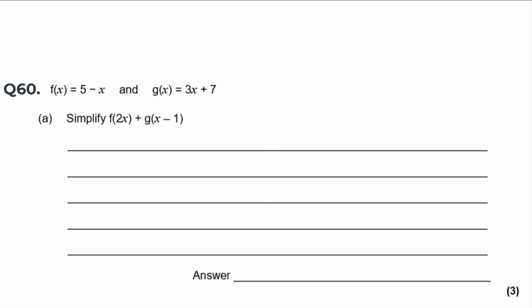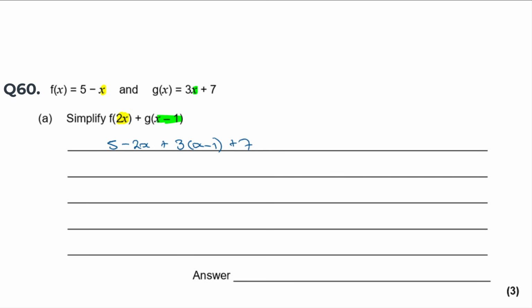f of x equals 5 minus x and g of x equals 3x plus 7. Simplify f of 2x plus g of x minus 1. Okay, so what we're doing here is replacing x in f of x with 2x, and we're replacing x in g of x with x minus 1. So in other words, we're going to replace the x here with 2x, and we're going to replace the x here with x minus 1. Okay, so f of 2x is going to be 5 minus 2x, and I'm going to add on g of x minus 1, which is going to be 3 lots of x minus 1 plus 7.